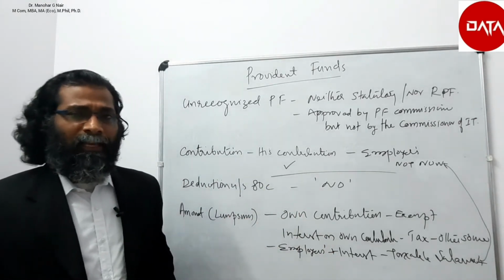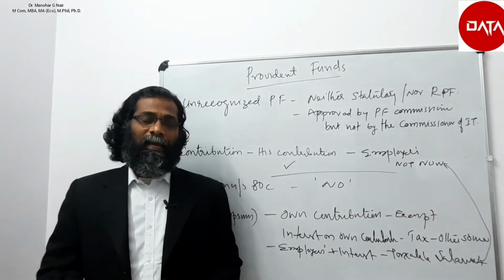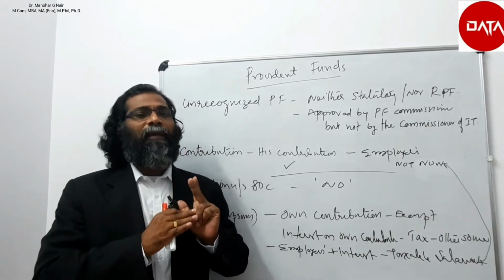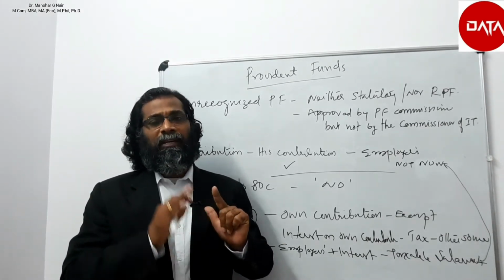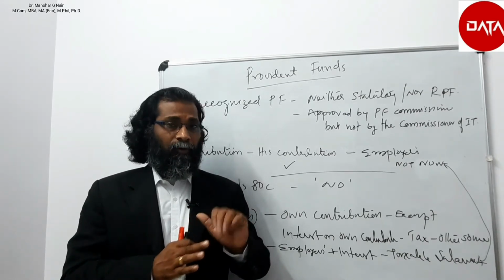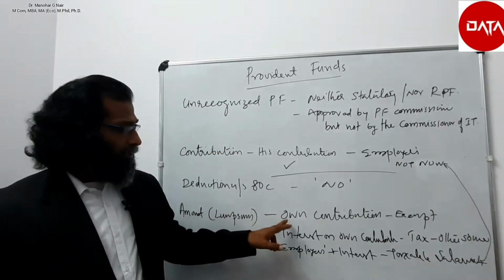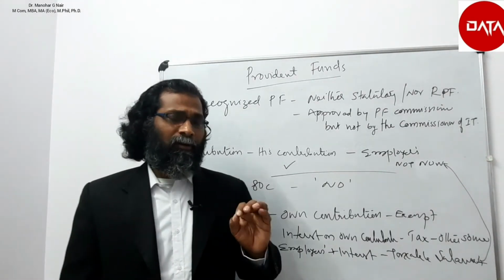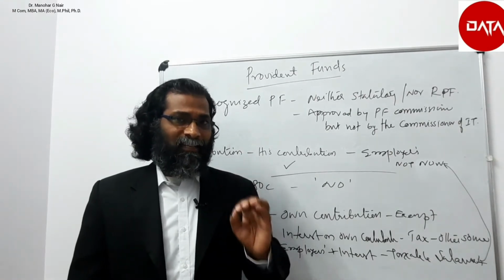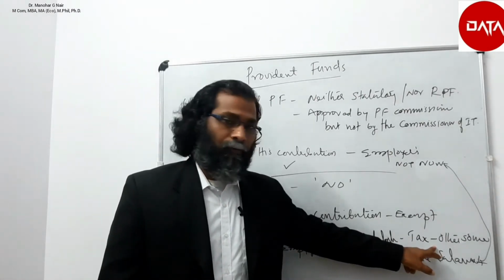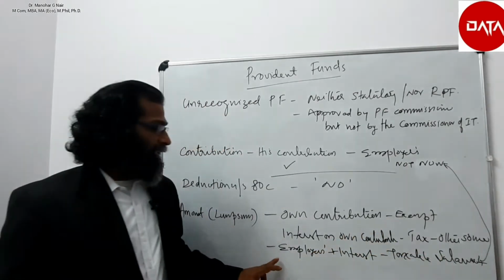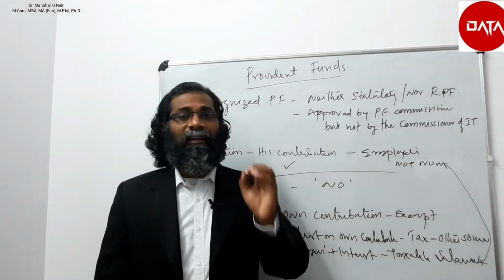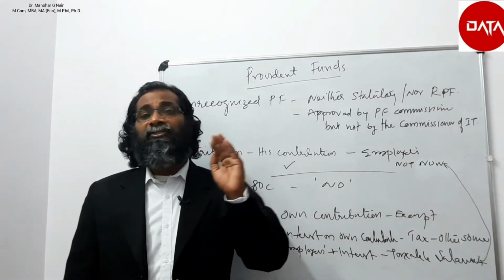At the time the lump sum amount is received, there are 4 components: employee's contribution, interest on employee's contribution, employer's contribution and interest on employer's contribution. In that, the first one, the employee's contribution, will be exempted. Interest on employee's contribution is taxable under the head other sources of income. And employer's contribution and interest thereon are to be taxed under the head salary at the time of receipt.